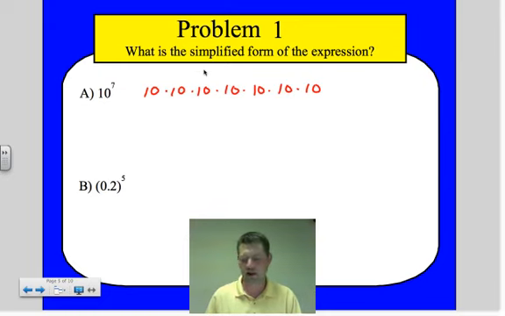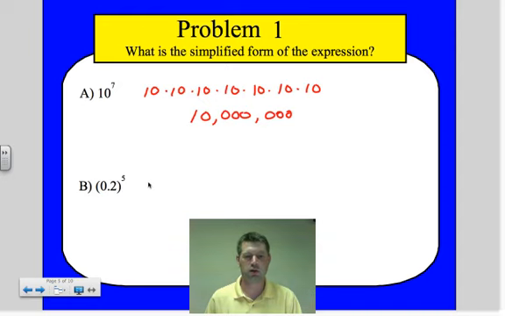Simplified form means one value. So we're going to take this, we're going to multiply them all together. Now in 10 to the 7th, you can just use the power of tens, which means that there's going to be 7 zeros. Anytime you have a power of 10, whatever that exponent is, that's how many zeros you're going to have. So there you go. There's your simplified form.